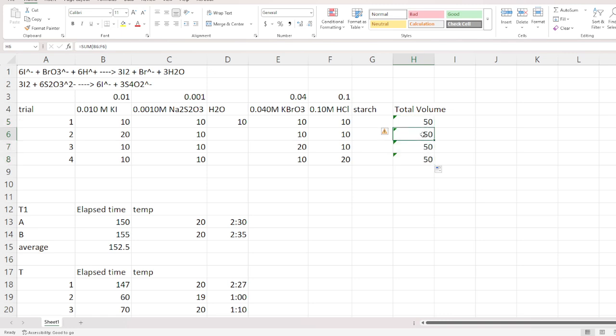And what that does is, I'm taking this sum, this one's the sum of B5 through F5, and this is the sum of B6 through F6, B7 through F7, B8 through F8. So if these numbers didn't add up to 50, it would calculate my new volume.